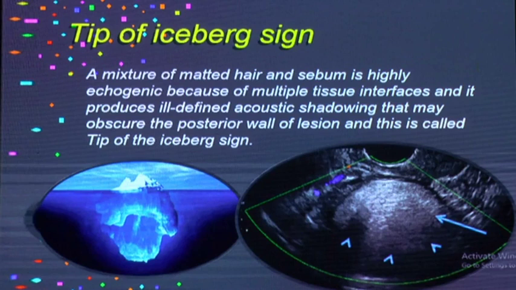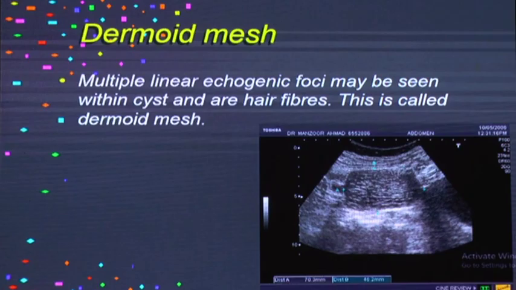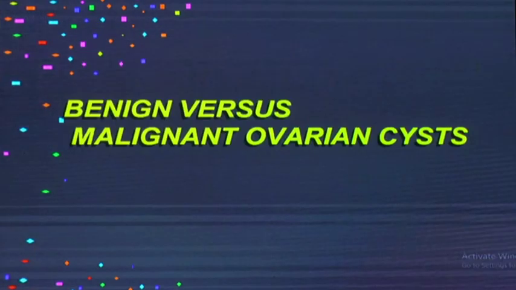There is the tip of the iceberg sign. The tip is because of the calcified foci, and the shadowing behind is labeled as the tip of the iceberg sign. Then the dermoid mesh: multiple linear lines or dots of echogenic foci may be seen within this cystic area, and this is a dermoid mesh.